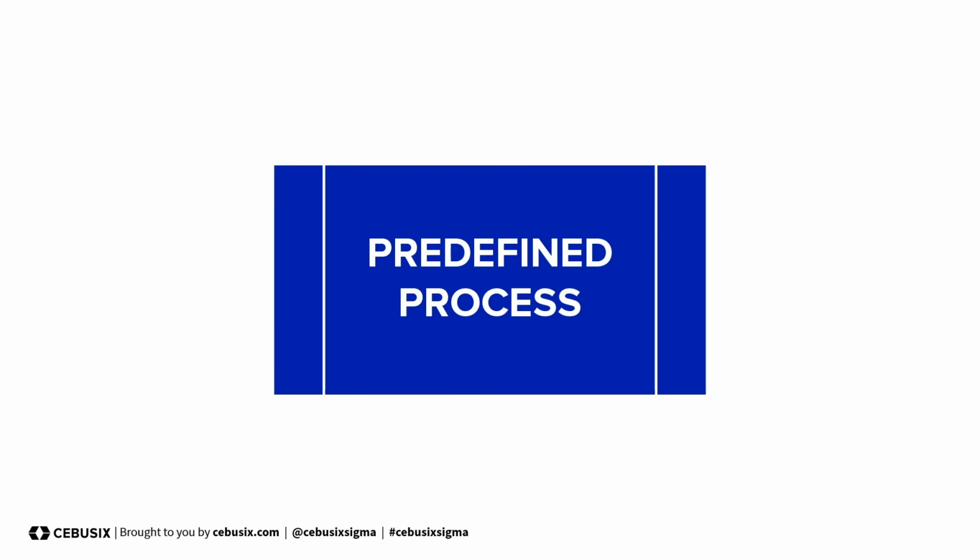Then we have what is known as a double-struck rectangle. This indicates a complicated process or operation that is well known or that is already defined elsewhere, either within the flowchart or in another chart.